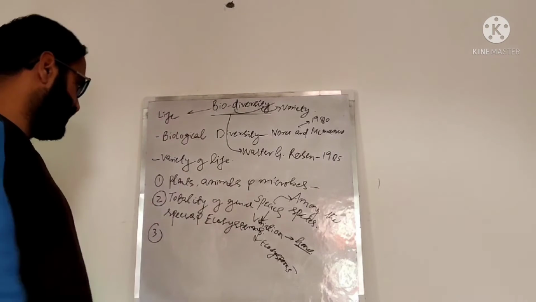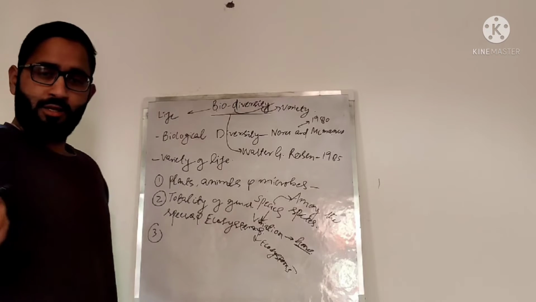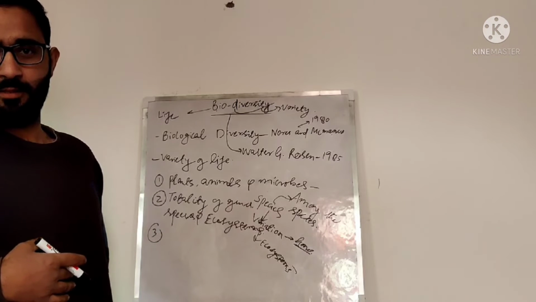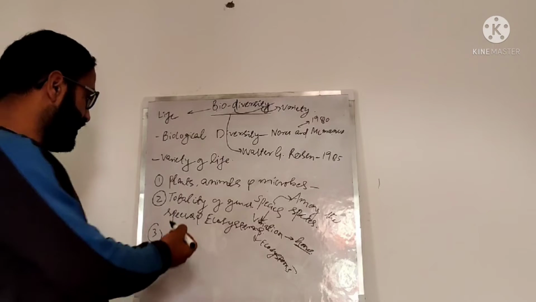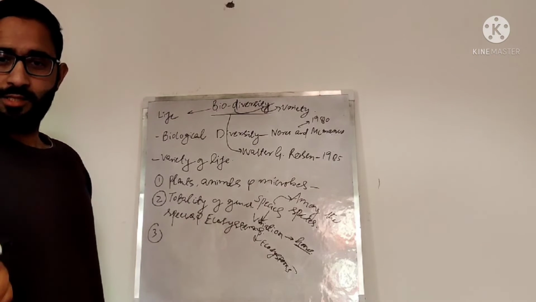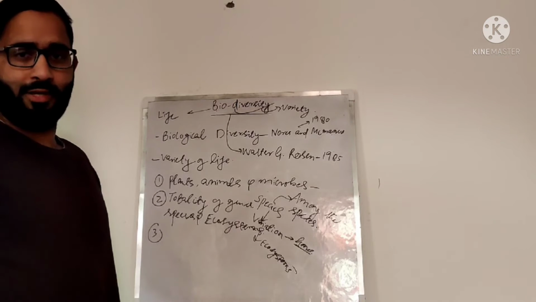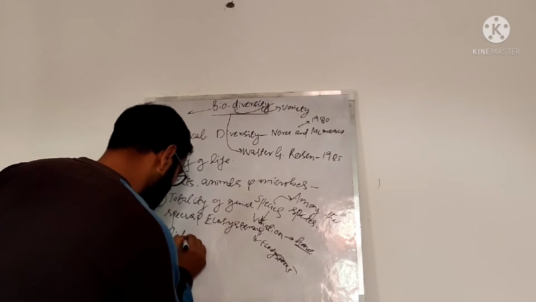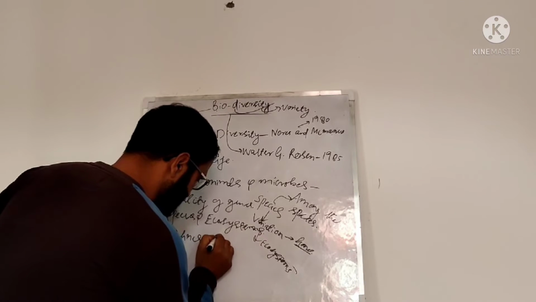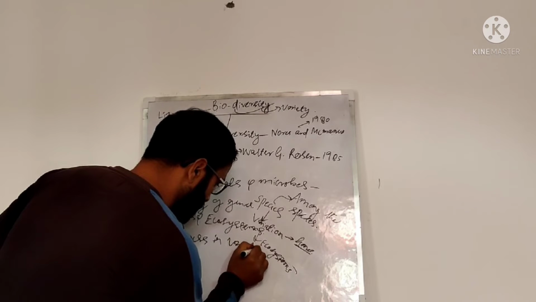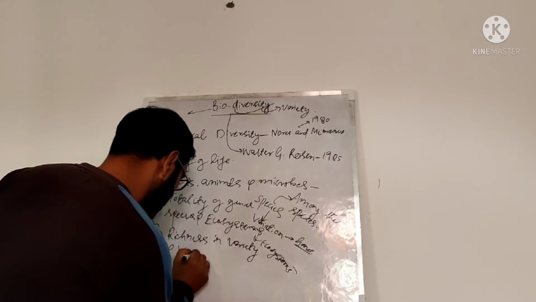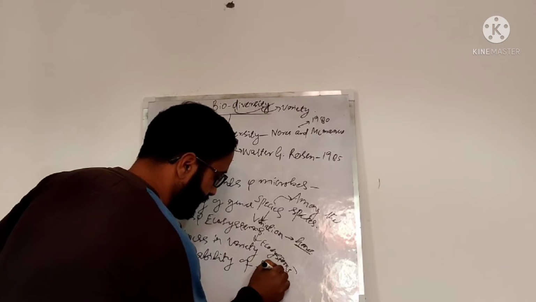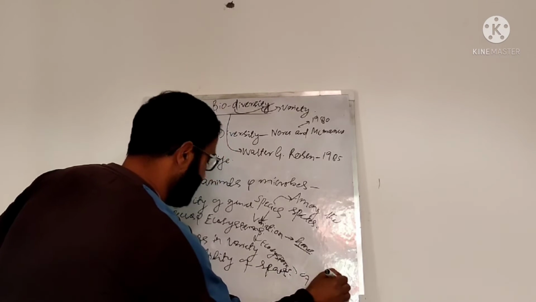Another definition: biodiversity is richness of species of all living organisms. Or we can say biodiversity is richness in variety and variability of species of all living organisms.